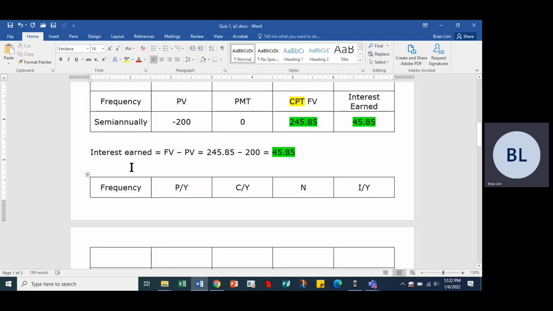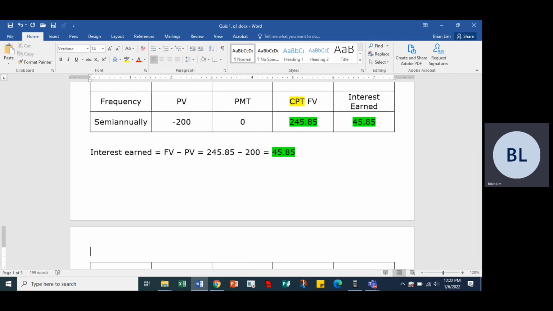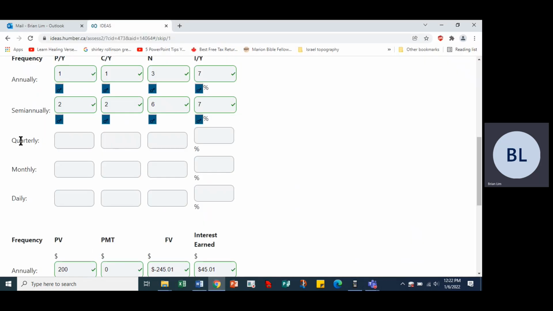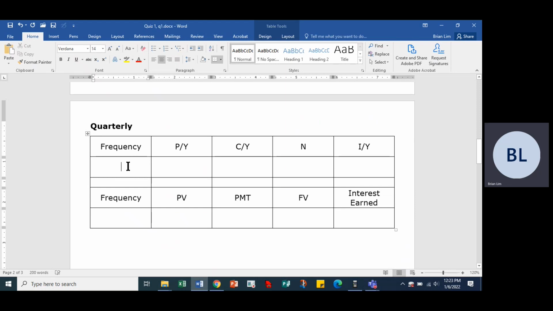Okay, so let's continue now and we can go to the next one, which would be, is it weekly or monthly? Okay, quarterly, sorry, quarterly, monthly, and then daily. All right, so let's go here. We will type in quarterly. Right, so if we're doing it quarterly, the frequency here, we would put in quarterly, and this here would be 4 times per year, and this would be 4 times per year.